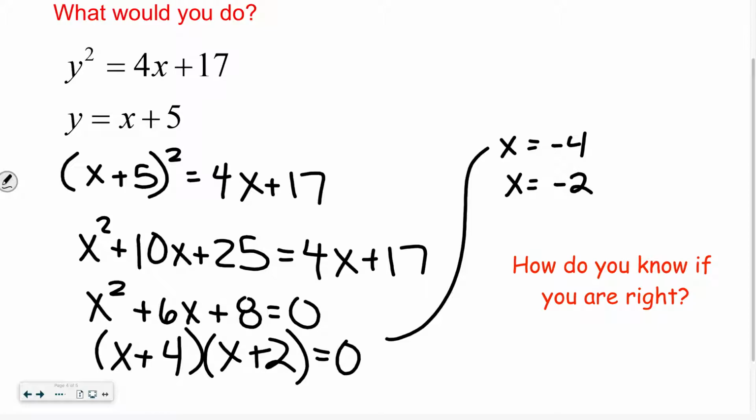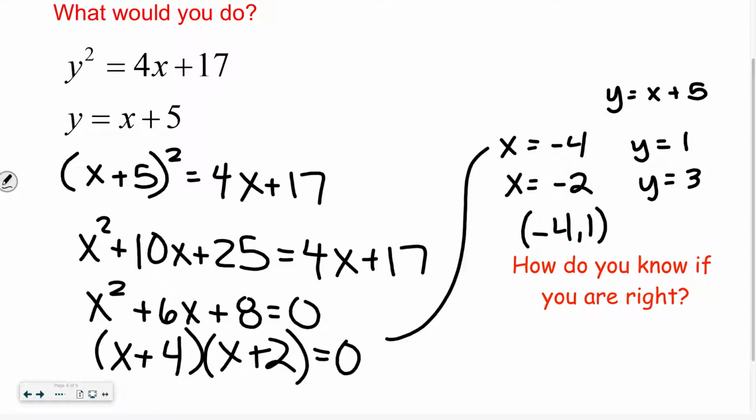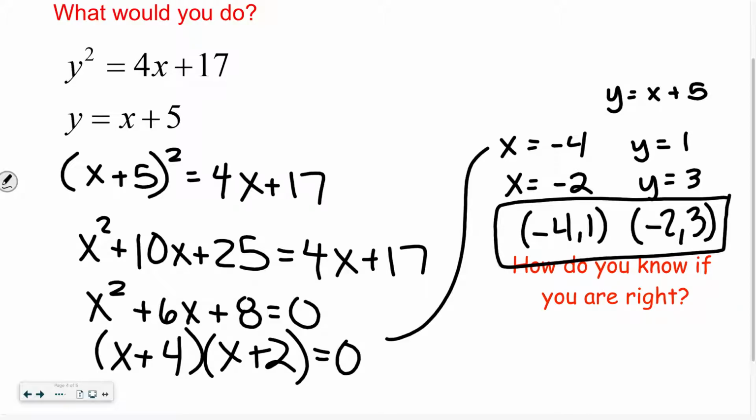Okay, so probably the easiest way is to say y is equal to x plus 5, right? So if x is negative 4, then y is 1. If x is negative 2, then y is 3. So my two solutions are negative 4, 1 and negative 2, 3.